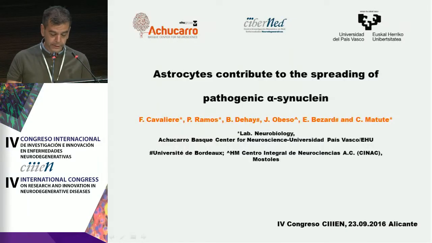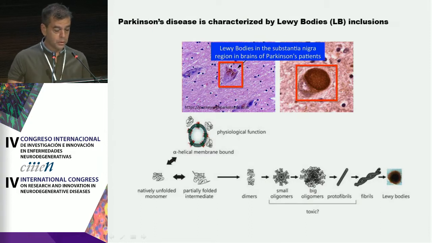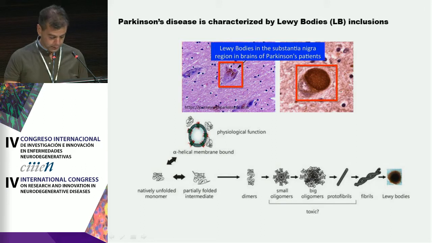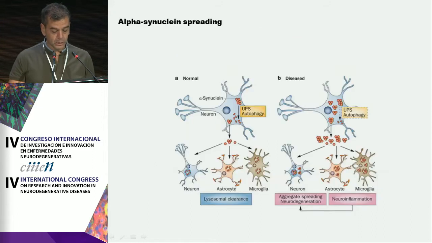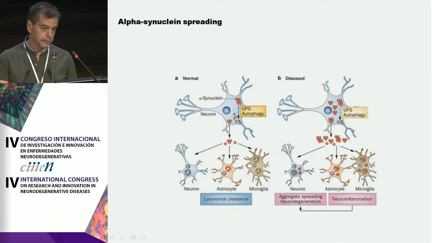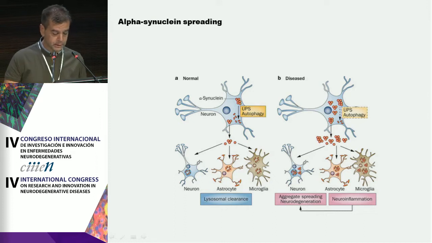During this short communication, I would like to convince you that astrocytes contribute to the spreading and pathology of alpha synuclein in Parkinson's disease. As you well know, Parkinson's disease is characterized by Lewy body inclusions, whose main component is alpha-synuclein fibrils. Alpha-synuclein fibrils are toxic to neurons and can be spread and transported to other cells in a prion-like mechanism, inducing neuronal death directly or indirectly through activation of neuroinflammation.